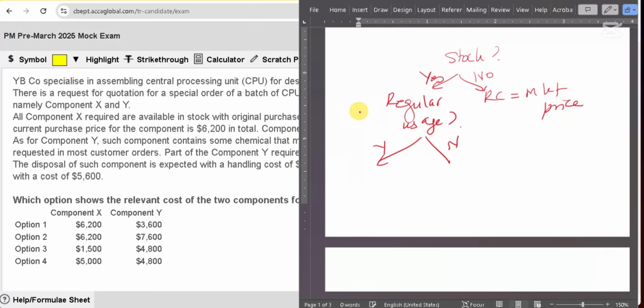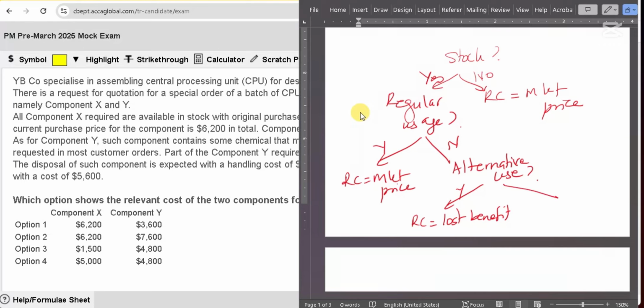Yes, no. If the answer is yes, then even though it is in the stock, you have to replace once you take it. So relevant cost will be equal to again market price. If it is no, you have to ask, is there any alternative use? Alternative use means sometimes one material can be converted into another material and you can do something with it. If the answer is yes, relevant cost is going to be lost benefit from the alternative use. If the answer is no, relevant cost is scrap value, lost scrap value if there is any. Right? This is the chart that we usually use.